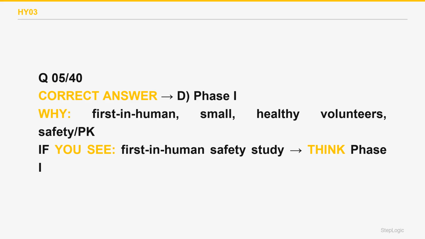The correct answer is D. Phase 2 tests efficacy and dosing in patients who have the disease, not safety in healthy volunteers. Choice C wrong. Preclinical work happens in the lab and in animals before any human dosing, so it does not fit a study given to volunteers. Choice E wrong. A first-in-human safety study in healthy volunteers is Phase 1.